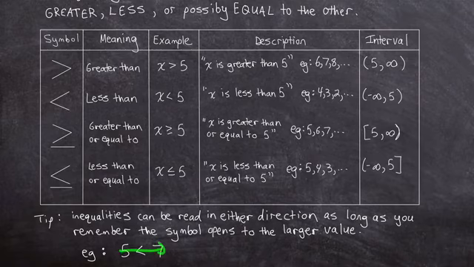Reading this from left to right, I can interpret the symbols as described in this chart. This is the less than symbol, so I would read it as 5 is less than 7. Or this could also be read from right to left.